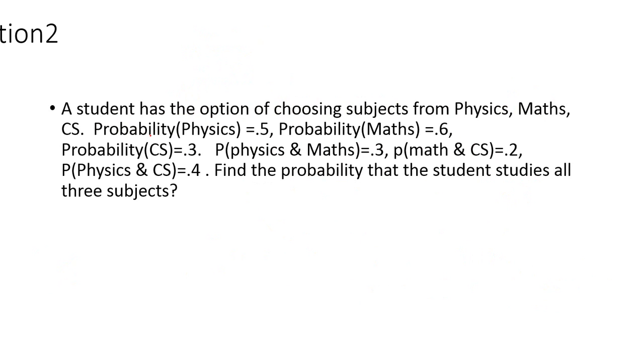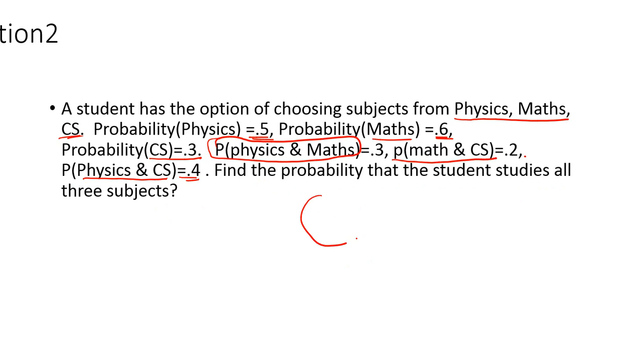Then the second question, number 2. A student has the option of choosing subjects from out of these three subjects, physics, maths, and computer science. The probability that somebody is going for physics is 0.5, probability that somebody is going for maths is 0.6, and probability that somebody is going for computer science is 0.3. And probability that somebody is going for both physics and maths is 0.3, and then maths and computer science is 0.2, physics and computer science is 0.4. We have been asked to find out what is the probability that a student studies all three subjects.